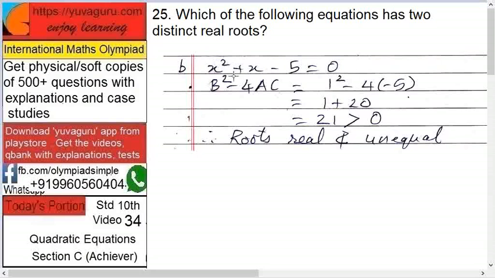Next equation, x square plus x minus 5 equals 0. Here b equals 1, a equals 1, c equals minus 5. b square minus 4ac is 1 square minus 4 into 1 into minus 5. So 1 plus 20, that is 21. 21 is greater than 0. Therefore roots are real and unequal. Unequal means.